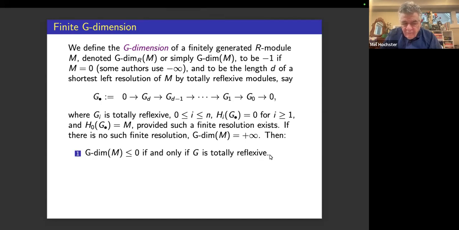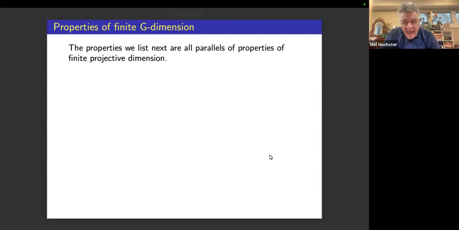So G dimension at most 0 is equivalent to totally reflexive. Everything of finite projective dimension is obviously of finite G dimension, but what's not obvious is that G dimension doesn't ever get smaller. If the projective dimension is finite, they're equal. And I'm going to run through some properties that are all parallels of properties of finite projective dimension.